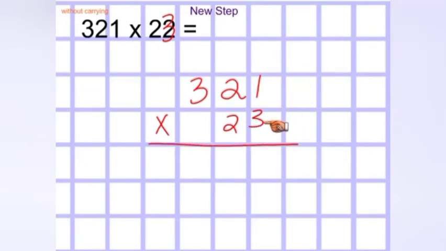Okay, so the first thing I'm going to do is this 3 is going to get multiplied times the 1, the 2 in the tens place, and the 3 in the hundreds place. So that's step 1. Pause the video and go ahead and do that.